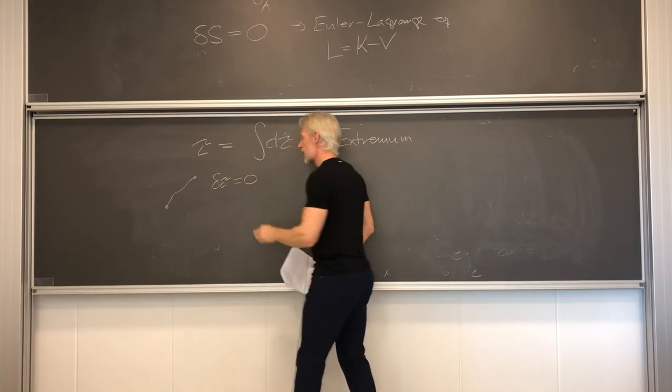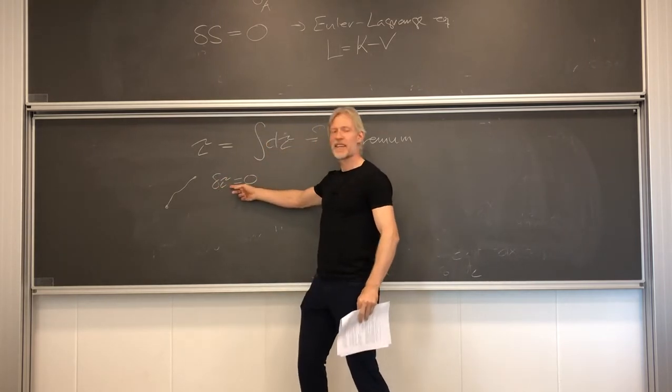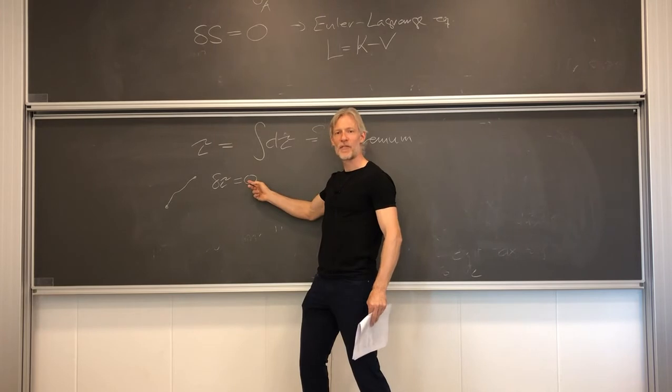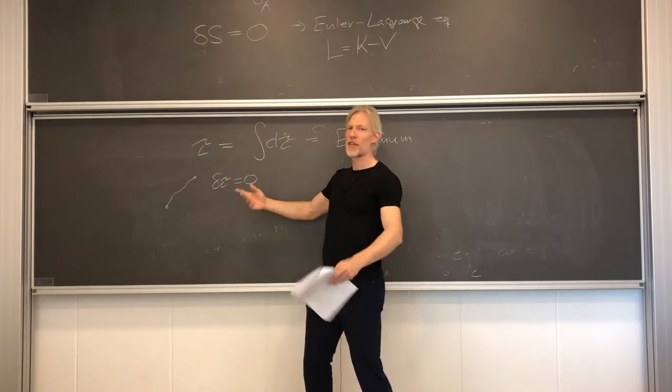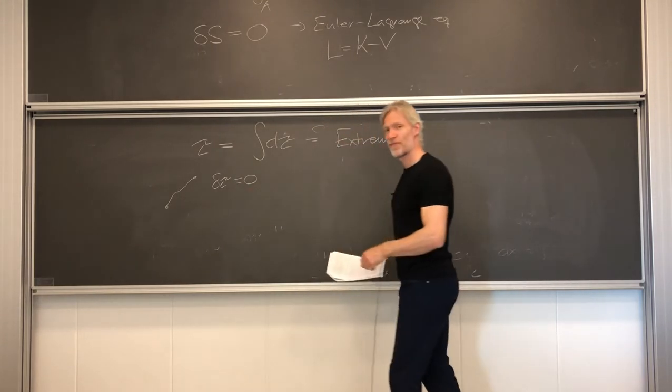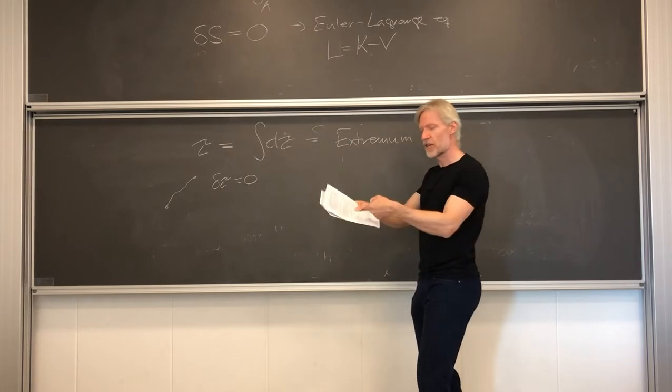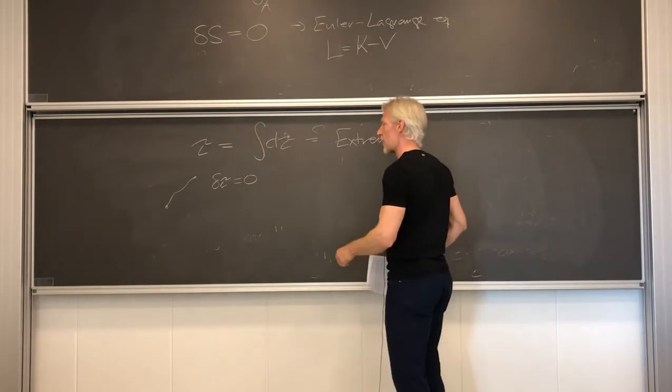So I want to take a physical path taken by a particle, and then the postulate is that I need to do variations and I need to find the extremum point of this. And that you can do. I won't bore you with the details. They're in the notes if you want to actually check out how it goes.